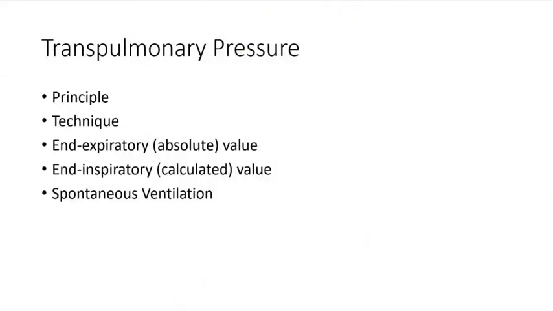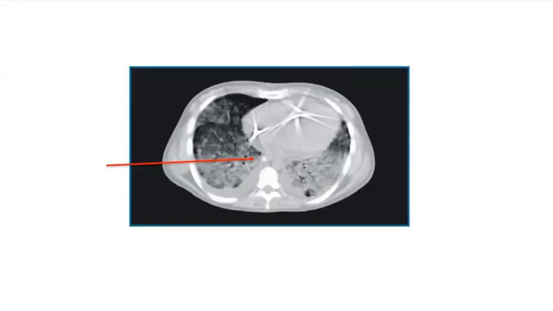So to try to understand what we measure, let's look at 3 different possible indications. The first one is use of the absolute value to measure the end expiratory pressure and to titrate PEEP. The second indication is, we will see a calculated value, to look at the end inspiratory safe pressure. And the third one is to look at spontaneous ventilation.